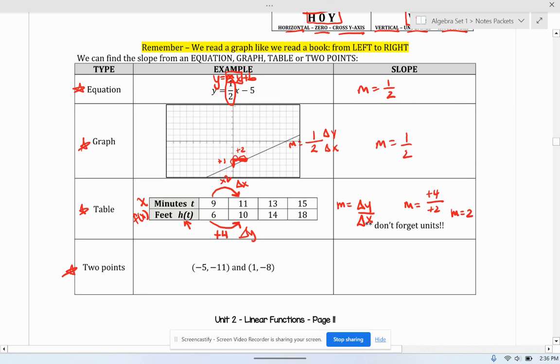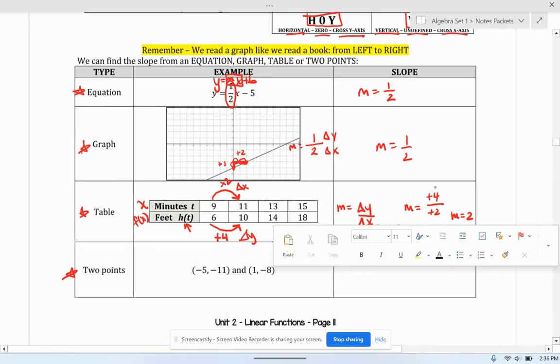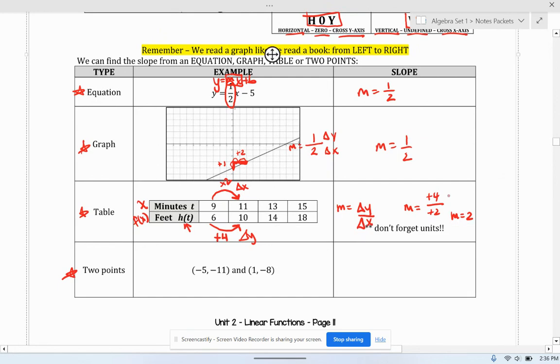And then it says, don't forget the units. Well, my change in y was measured in feet. My change in x was measured in time, minutes. So my units would be feet per minute.